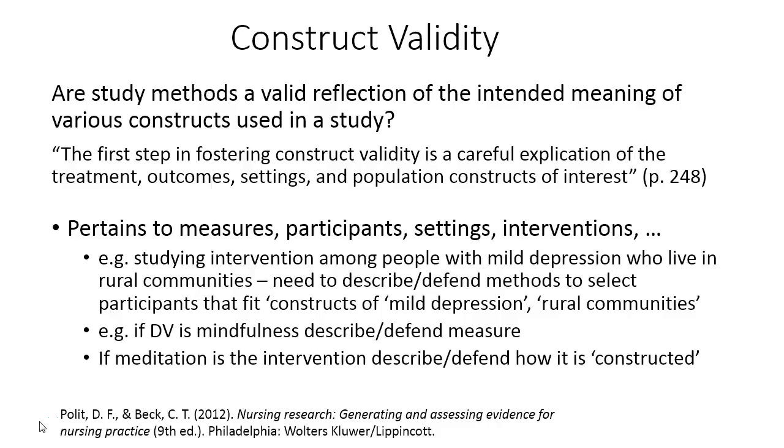So here we're going to talk about construct validity more broadly, as it pertains to these many elements that are in a study that need to be considered. Are you constructing these meanings in a valid way? I really like this quote in Pollitt and Beck, where they say the first step in fostering construct validity is to carefully explicate, and that means to be able to explain and defend what is the treatment, what are these outcomes, in what setting is it, and what's your target population? How are you constructing those?